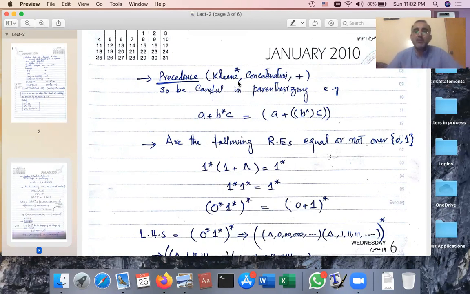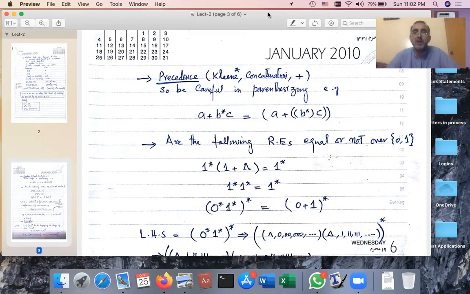So the first precedence is the precedence of Kleene star, then the second precedence is this concatenation operator, and third is the precedence of this union symbol, plus or U or whatever. So if you have a regular expression like this one, (a + b*).c, first you have to execute this Kleene star, then this concatenation, and after that you can proceed with this one.